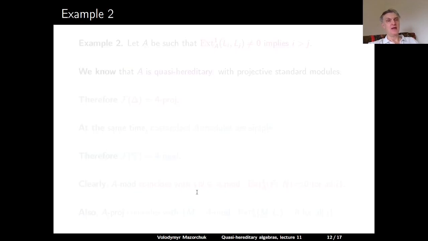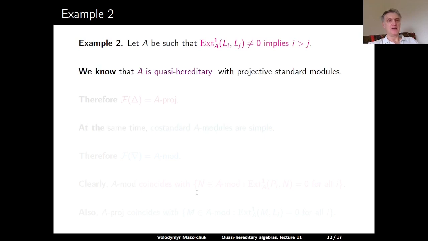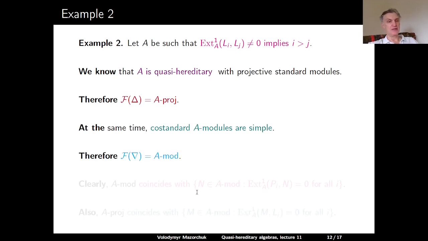Example 2. Let us now consider the directed algebras in the opposite direction. So let A be such that the existence of a first Ext from Li to Lj implies that I is greater than j. Then A is quasi-hereditary with projective standard modules, and therefore F(delta) is just the category of projective A-modules. At the same time, the costandard A-modules are simple, and so F(nabla) is the whole category A-mod.